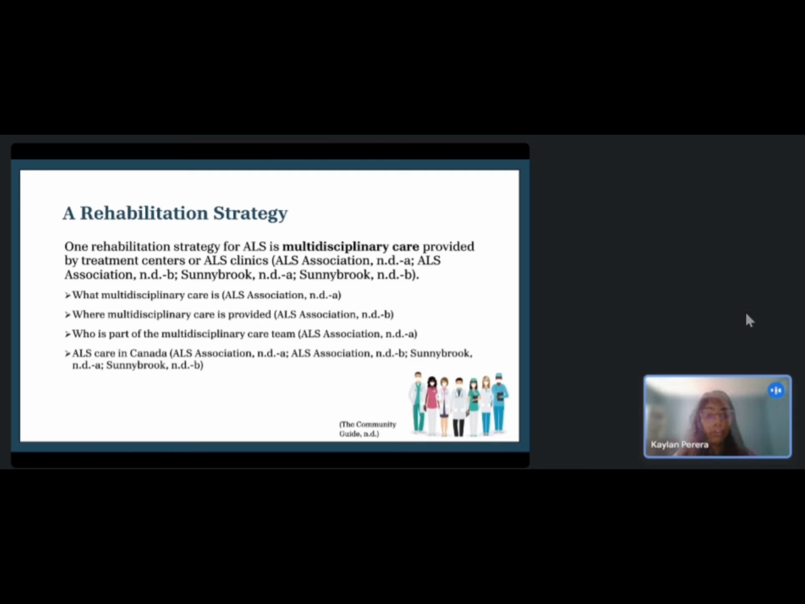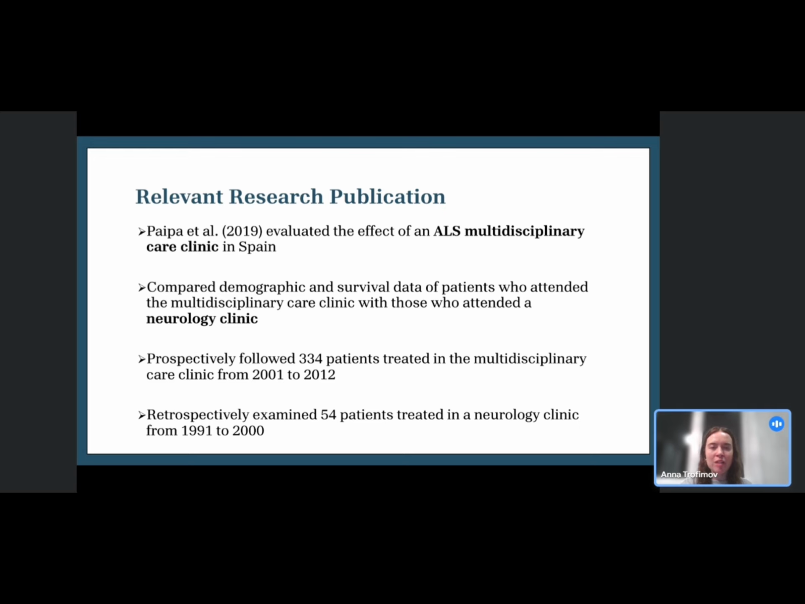In the relevant research publication, researchers evaluated the effect of an ALS multidisciplinary care clinic in Spain. This clinic was established in 2001 with the aim of delivering continuous care for ALS patients by a team of specialists. These include a neurologist, pulmonologist, nutritionist, endocrinologist, rehabilitation specialist, physical therapist, psychologist, social worker, nurse manager, speech therapist, and administrative worker. Patients visited the multidisciplinary care clinic every 3 months, whereby their pulmonary function and nutritional status were assessed.